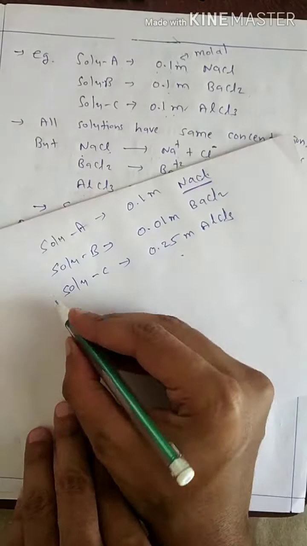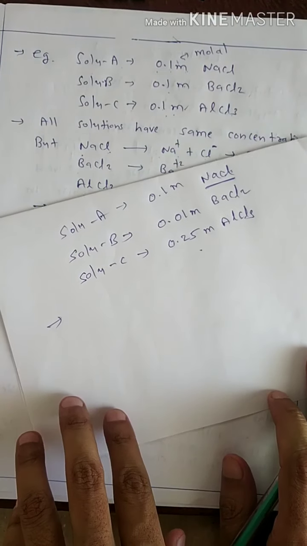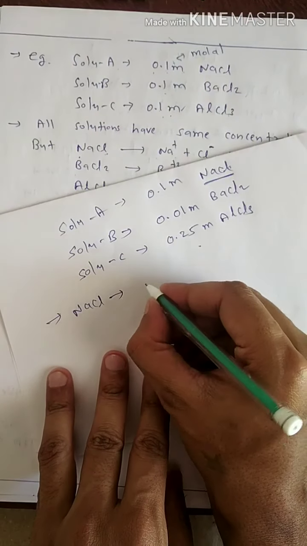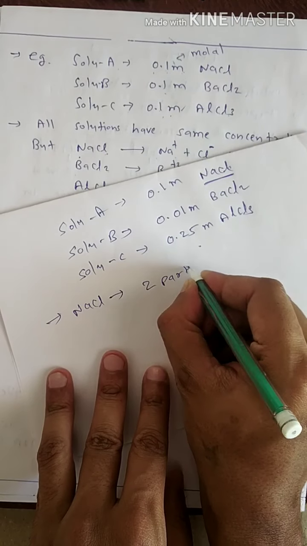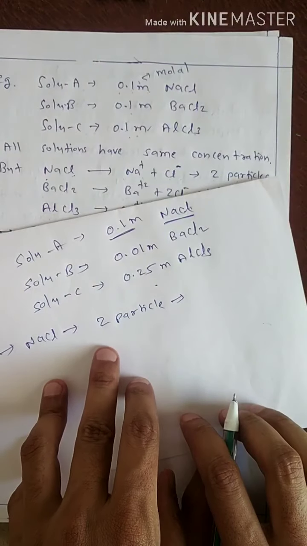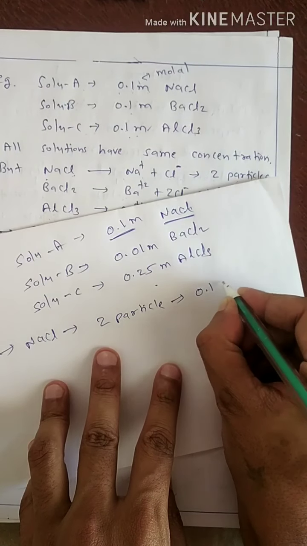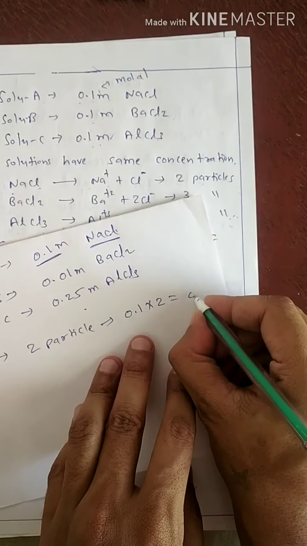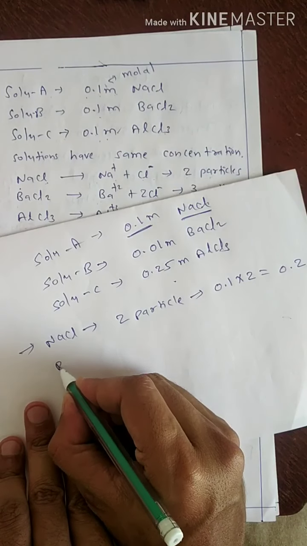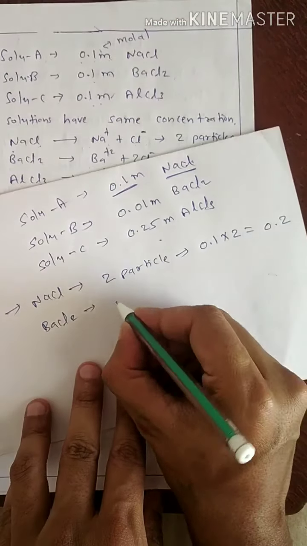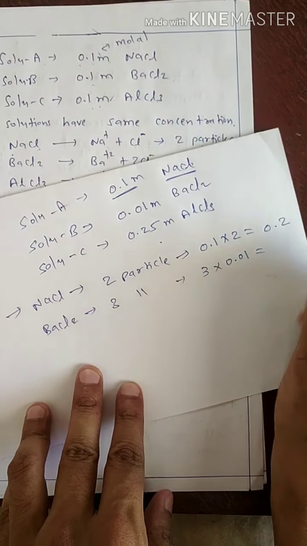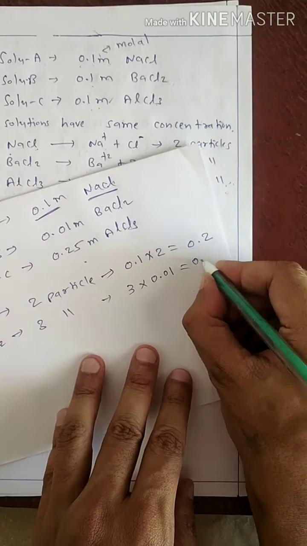This is the method, so look carefully. NaCl will give us two particles, Na plus and Cl minus. So multiply 0.1 into 2, it will give you 0.2. Then for solution B, BaCl2, 3 particles, so 3 into 0.01 is equal to 0.03.